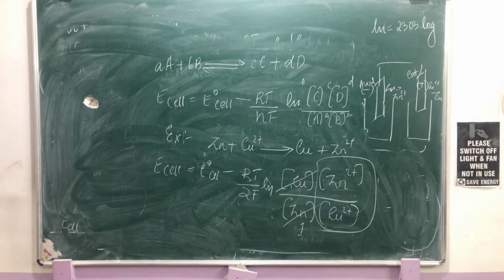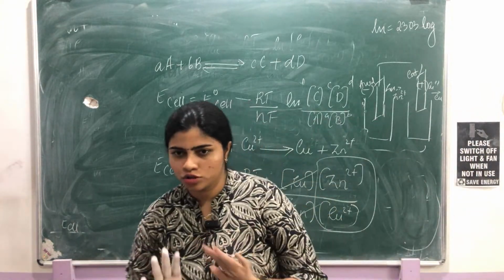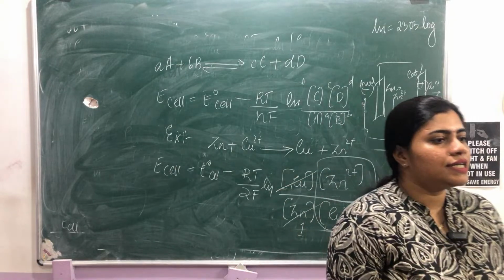Two reactions take place. One is oxidation, one is reduction. One will act as cathode, one will act as anode. What is the electrode potential at both? 0. So that is done. Then it can act as a reference electrode.